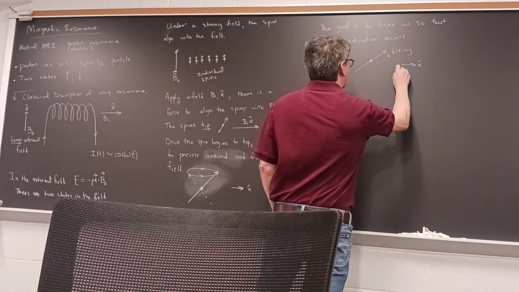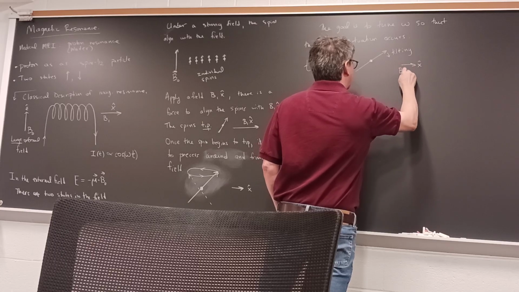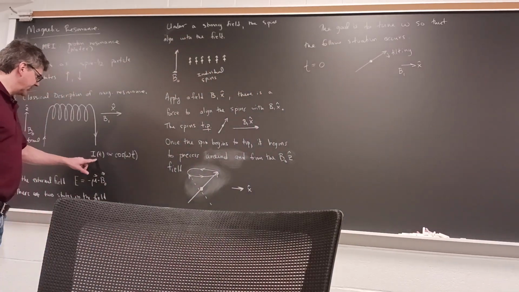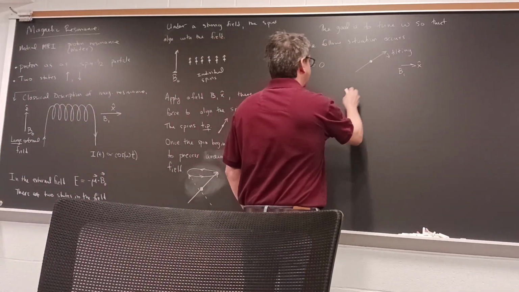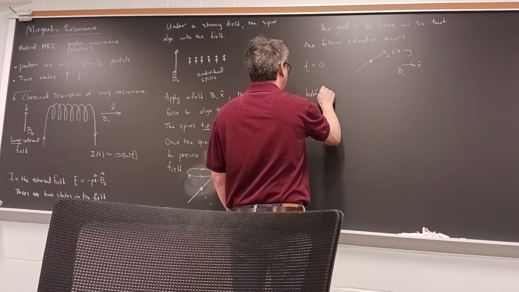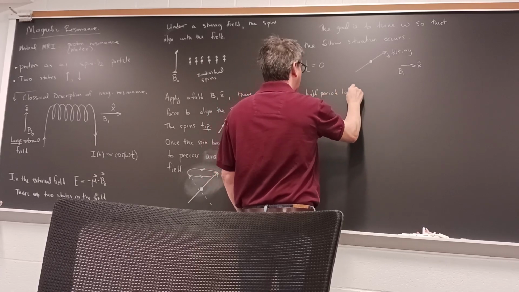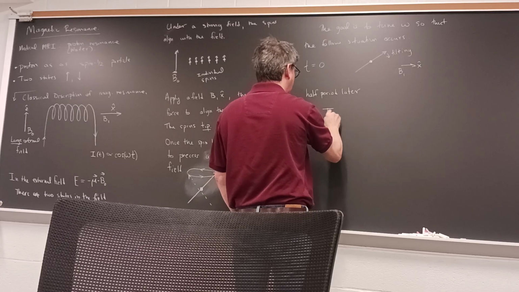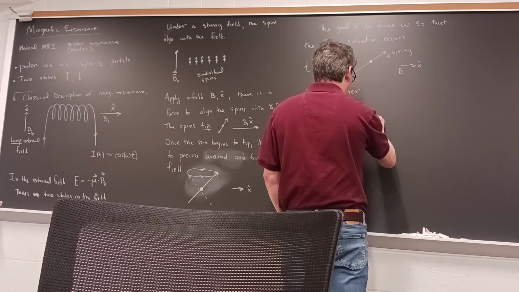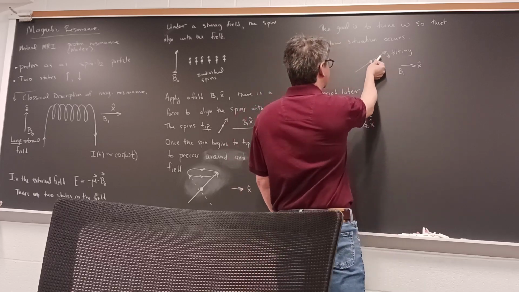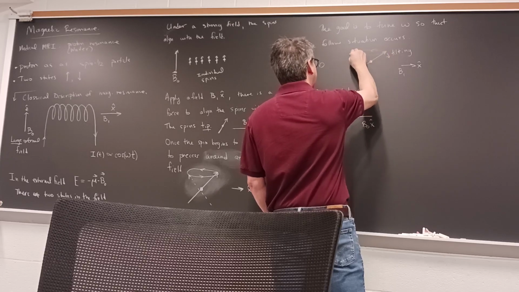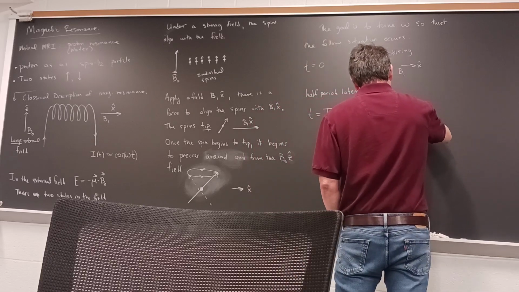And this is B1 in the x direction. But remember, this current goes both ways here. So after a half period, at t equals T over 2, we have B0 x hat, we have the field pointed in the other way, and this spin has precessed around so that the tip is in the other direction.